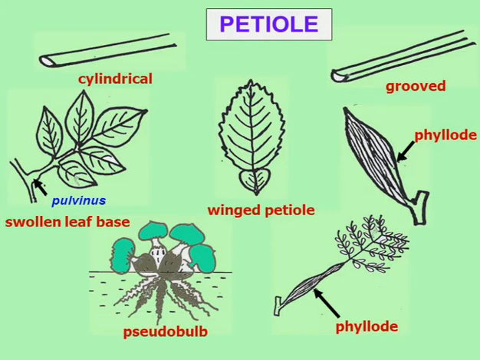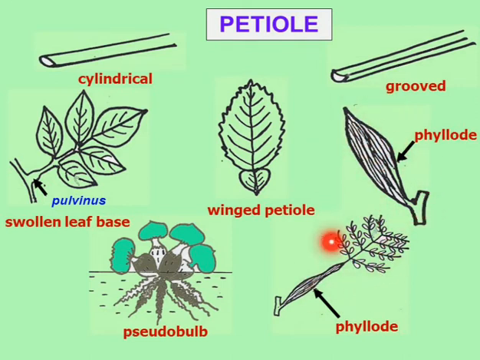Now, it shows various modifications. For example, it could be cylindrical or it could be grooved. In some cases, as in the Leguminosae family, the base of the leaf is sometimes a little swollen. This base of the leaf is called the pulvinus.